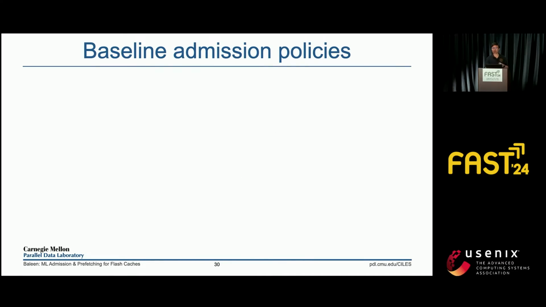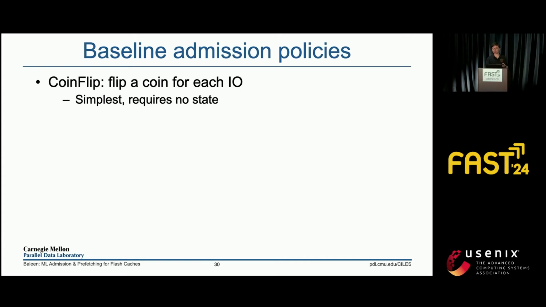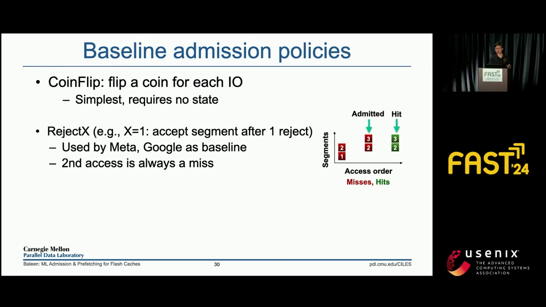In our evaluation, we compare to 3 baseline policies. Random admission is simple, but it's still used out there because it requires no state. The strongest non-ML baseline is Reject X, meaning that for X equals 1, it always rejects an item the first time it sees it. And CacheLib ML is a production ML policy that's trained on accesses.